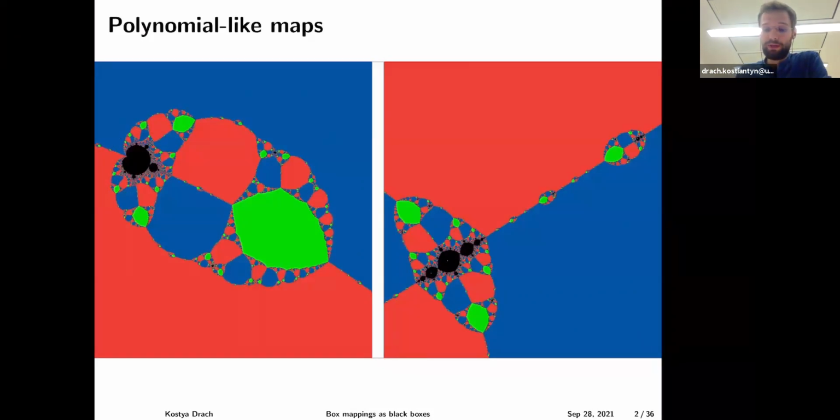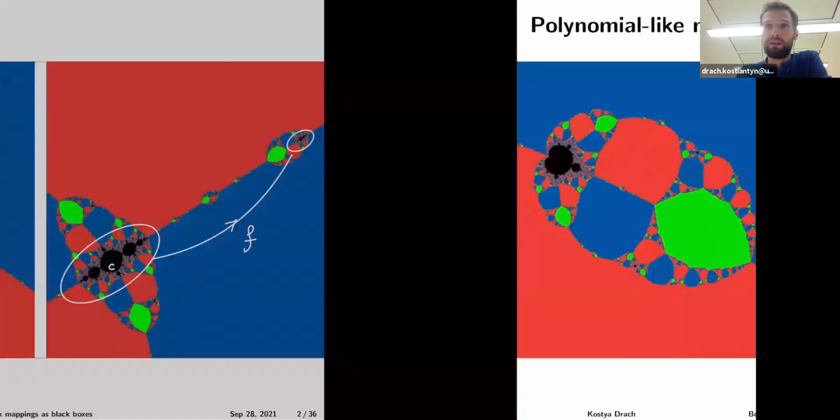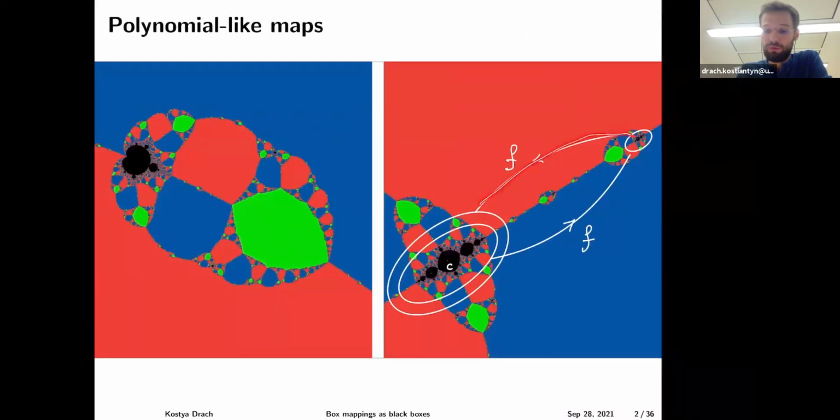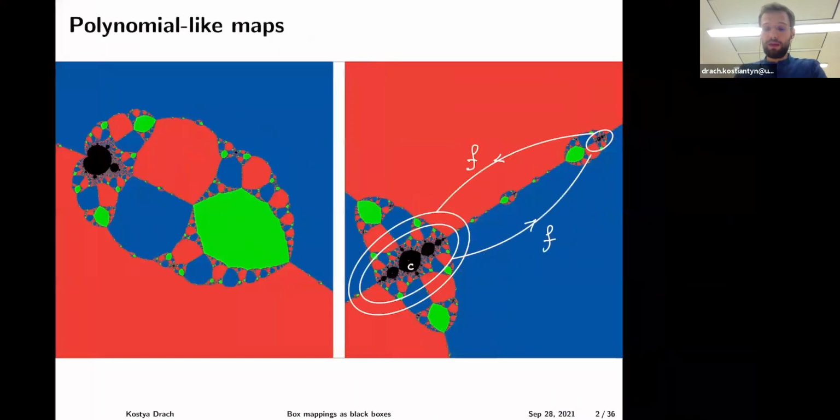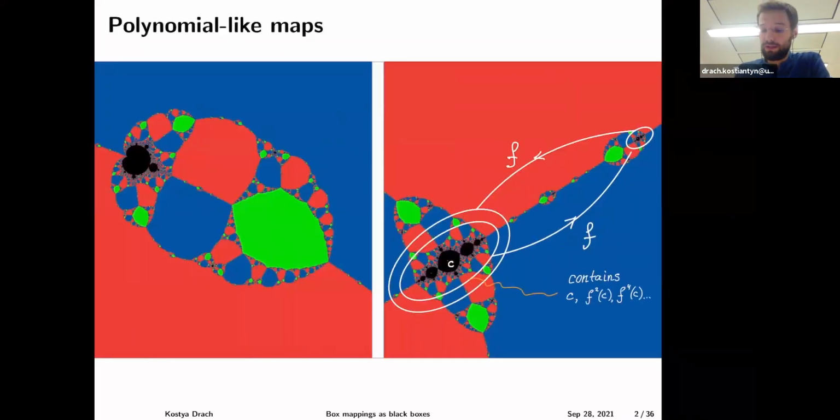And in this dynamical plane, we can have a critical point. And it so happens that if we take some disk around this critical point and iterate it one time with our map F, we'll get some other disk. And then if we iterate one more time, it will return around our starting critical point C with a slightly larger size. And we can notice in this situation that C, as well as all its even iterates, will be contained in this smaller disk.